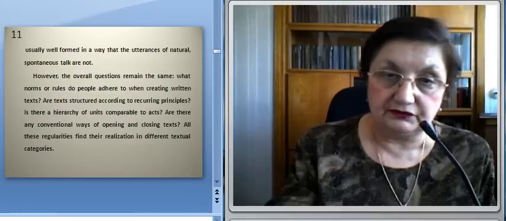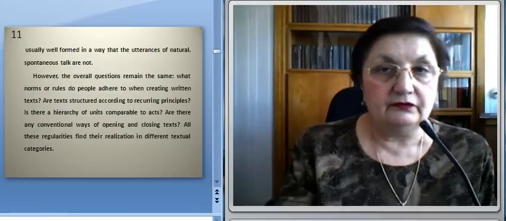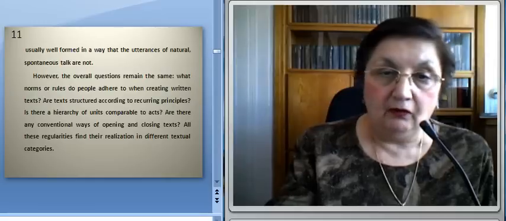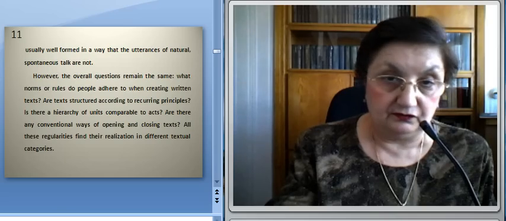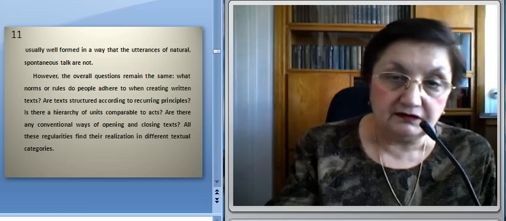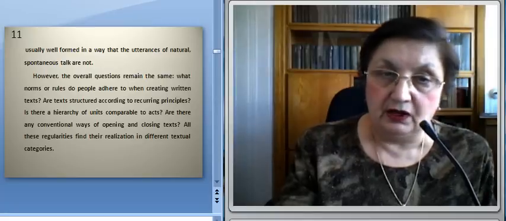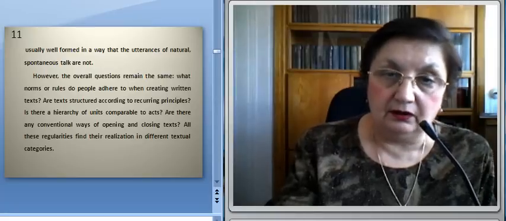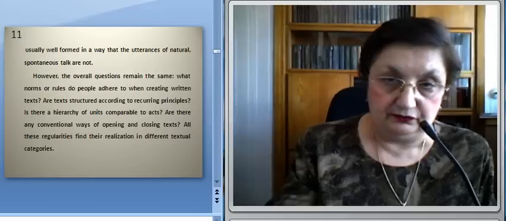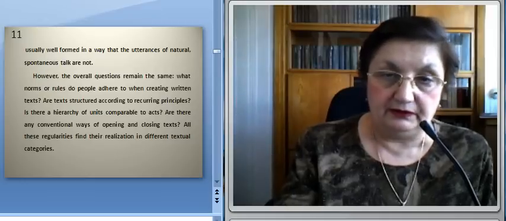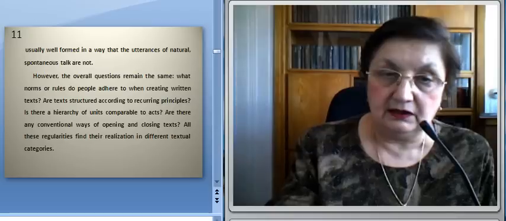What norms or rules do people adhere to when creating written texts? Are texts structured according to recurring principles? Is there a hierarchy of units comparable to acts? Are there any conventional ways of opening and closing texts? All these regularities find their realization in different textual categories.